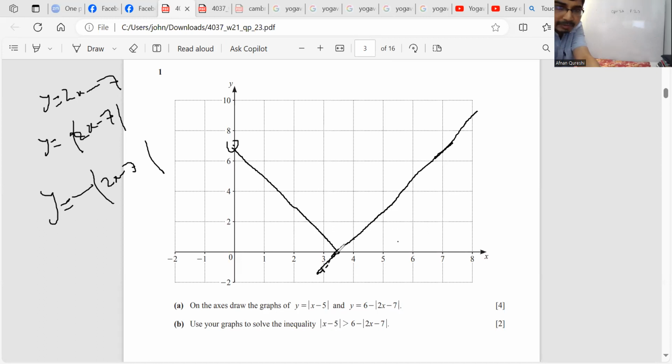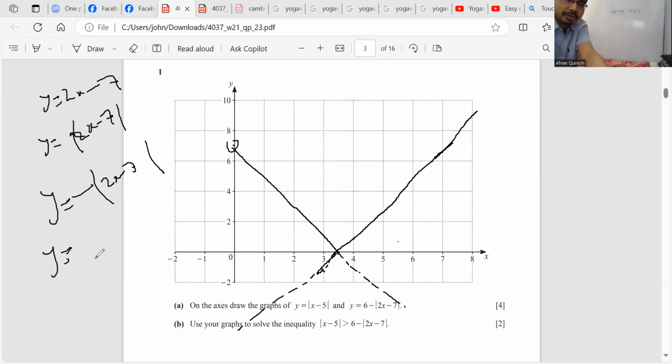So this whole graph will be reflected along the x-axis. It's going to go in this way. Like the whole graph is reflected along the x-axis. This is y equals minus modulus 2x minus 7. So this way we can do it very fast once you have practiced it.